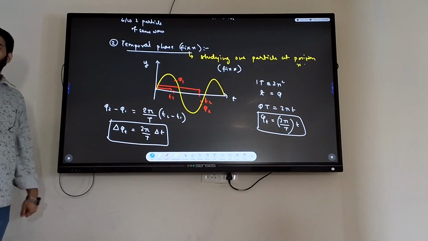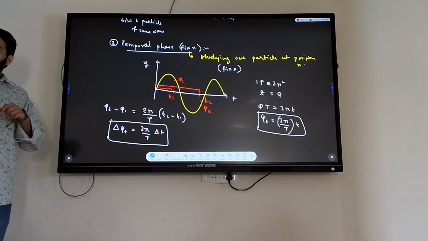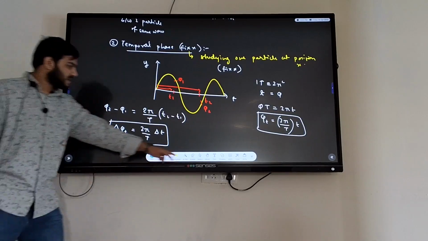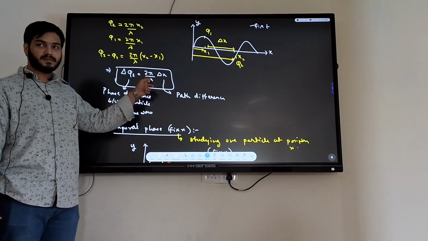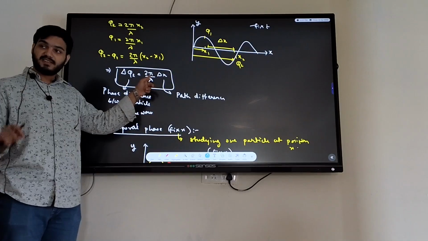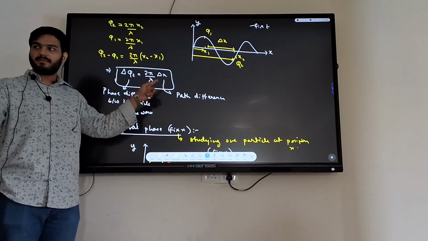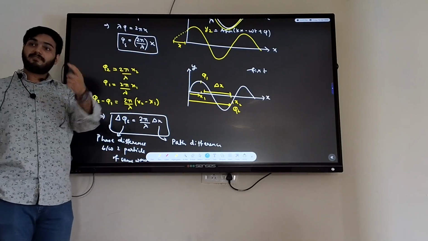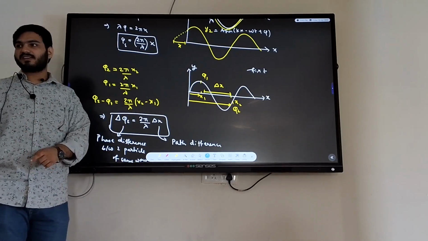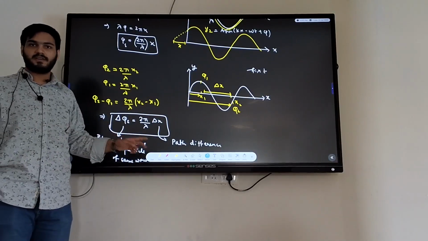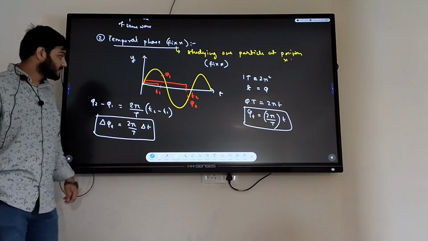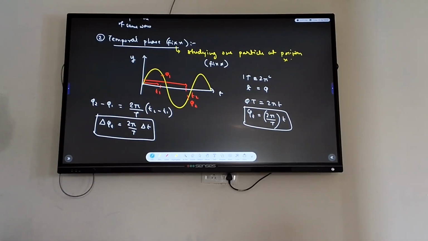What is this phase difference now? This is the phase difference between the same particle at different times. Same particle at different times. What was the other phase difference? Different particles at the same time. And what was this phase difference? Different waves at the same time. Please understand every one of them. They are very important. Do you understand the difference? Good. So this is delta phi t.